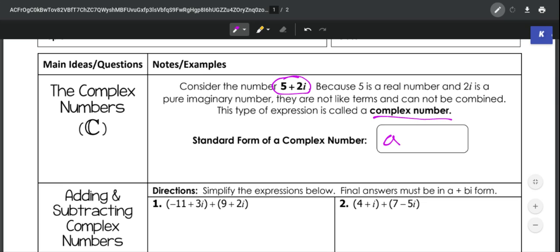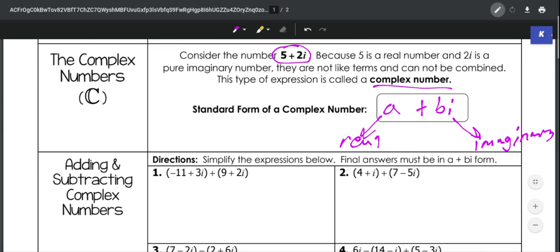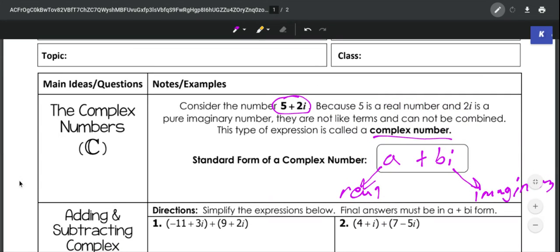And the standard form of that, or the general way we would write that, is a plus bi. And a is the real number, or just the number without i. And bi is the imaginary portion of this. Imaginary, I don't know how to spell that. Okay, I think that's how you spell it. Anyway, so that is all a complex number is. So when you hear me say complex number, it should always be a real number plus, or it could be minus, a number with i in it.